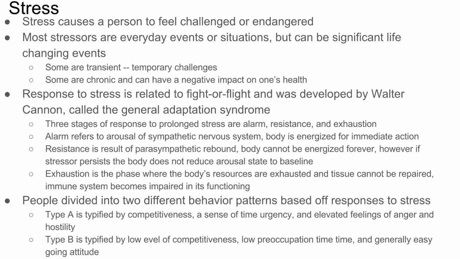So again, you have alarm, which is immediate fight or flight, and then resistance is your body trying to go back to normal but unable to because that stress still exists. And so you end up at exhaustion, and it's where your body's resources are exhausted and the tissue cannot be repaired. And so your body basically just starts shutting down. And in this mode, your immune system becomes impaired in its functioning.